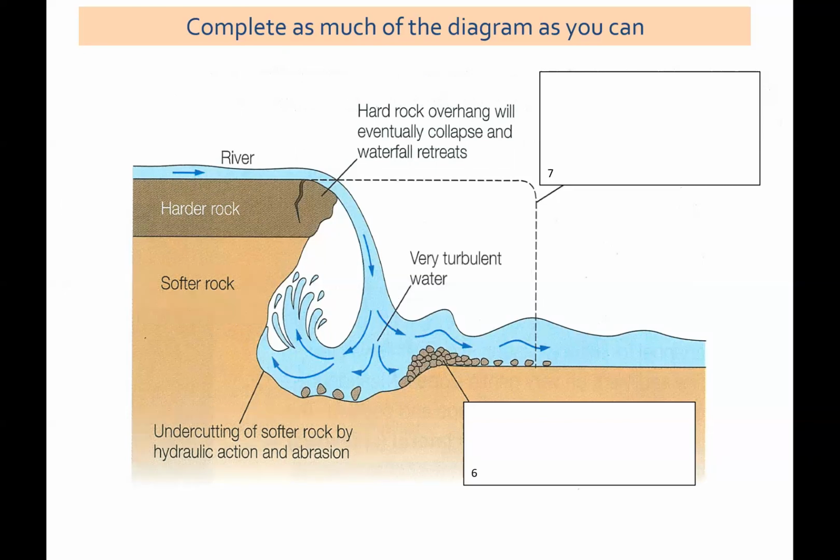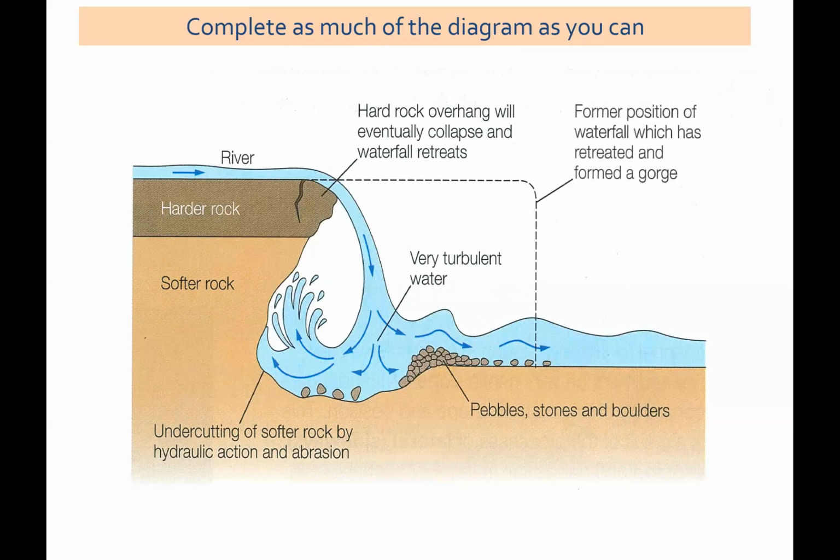Number 5, that's your turbulent water. Number 6, you've got your pebbles, your stones and your boulders. And number 7, you've got that former position of the waterfall, which is now retreated and formed a gorge. So if you need to change any of your labels, any of your numbers, please do. And if you want to draw the diagram, you're more than welcome to, but you don't have to.